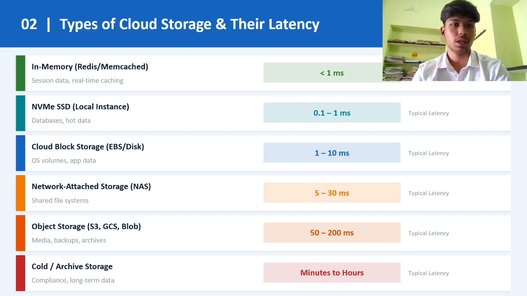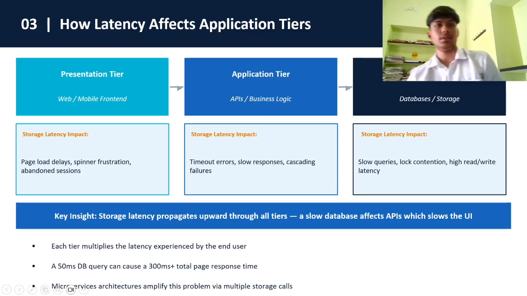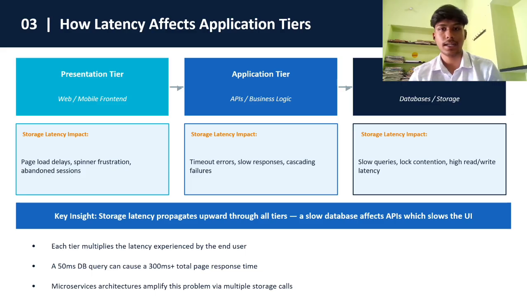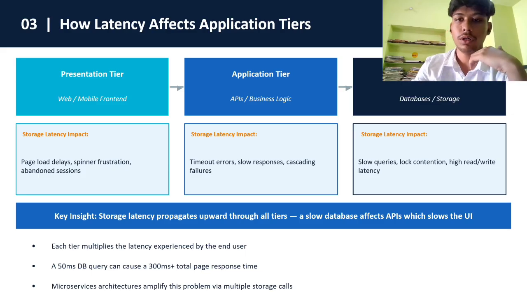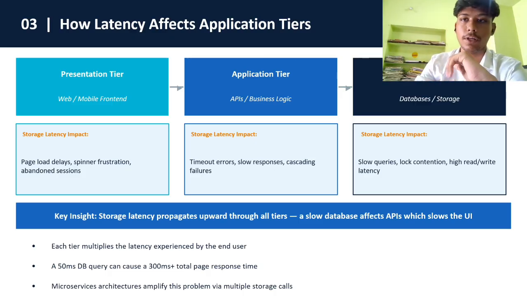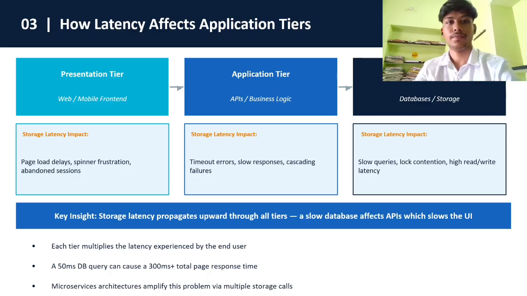So now let's look at how latency travels through a typical cloud application. Most applications are built in what we'll call a three-tier structure. So let me show you. The three-tier structure is this: presentation tier, application tier, the data tier. So the ground floor is the data tier. This is your database storage system, your file servers. This is where all the data lives.